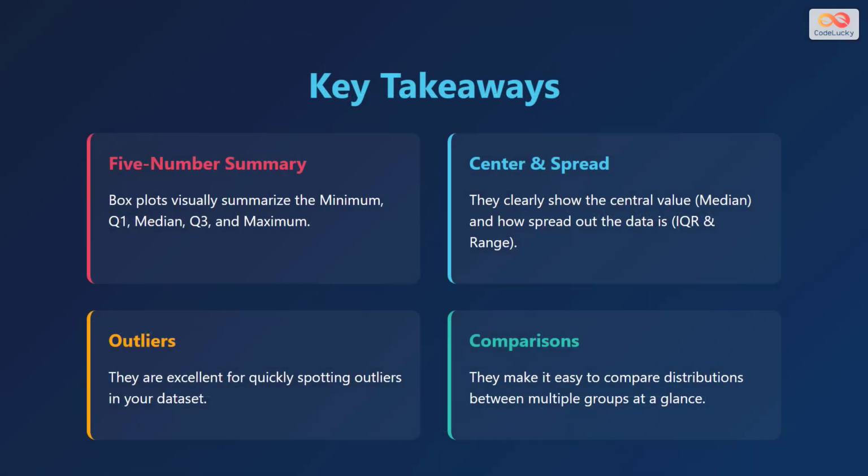To wrap up, remember that box plots rely on the 5-number summary to visualize data. They clearly show the center with the median and the spread with the interquartile range. They are your best tool for spotting outliers and for comparing multiple groups of data efficiently.